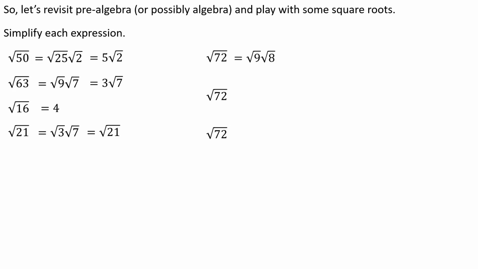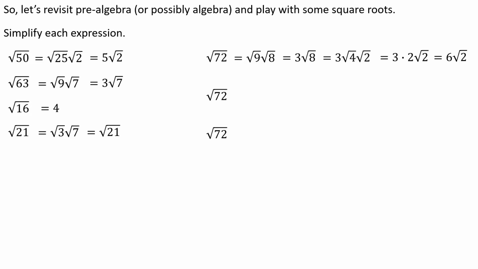Right? Because some students might say, hey, I want to try 9 times 8, because I know I can take the square root of 9. Problem is, square root of 8 also simplifies. Right? 8 is 4 times 2, and I can take the square root of 4. Finally, 3 times 2 makes 6, so I get 6 root 2.